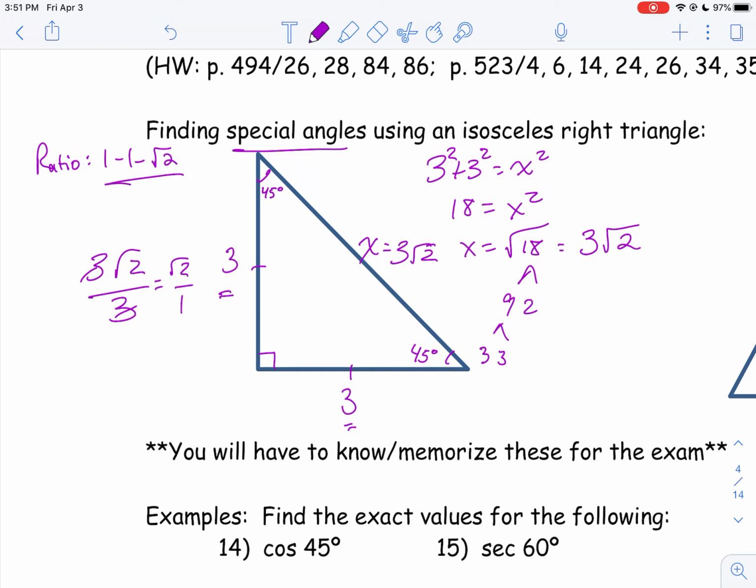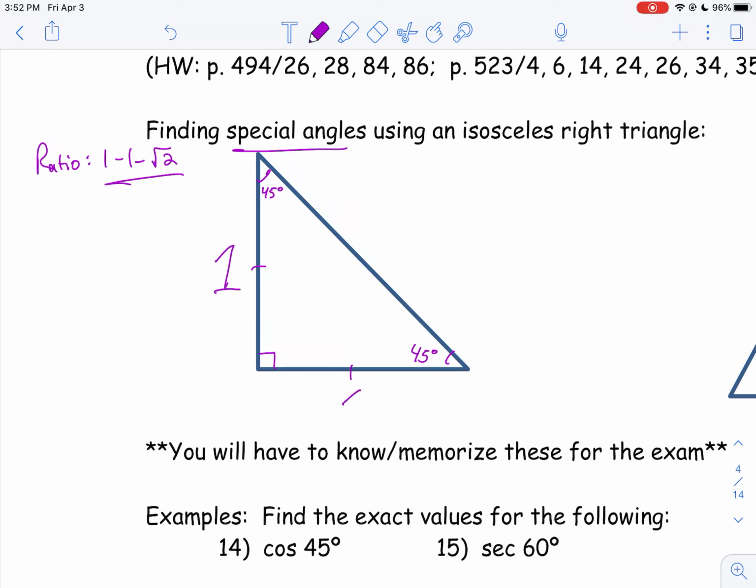If that confused you, don't stress about it. The main takeaway that you need to have for this picture in your mind is you need to recognize that anytime we have a 45, 45, 90 triangle, the sides are in the ratio of 1, 1, square root of 2. I say it's as easy as 1, 1, square root of 2.